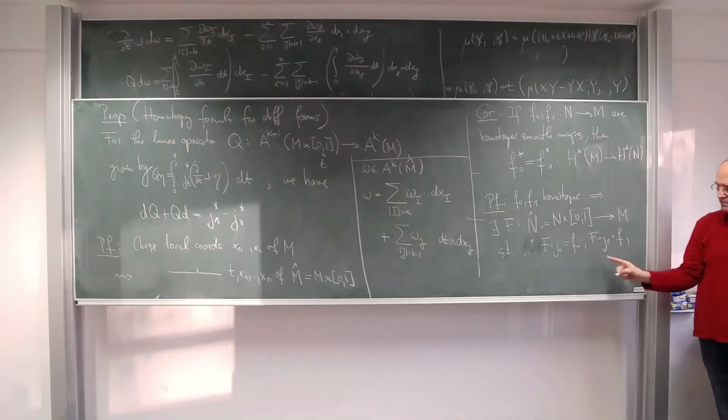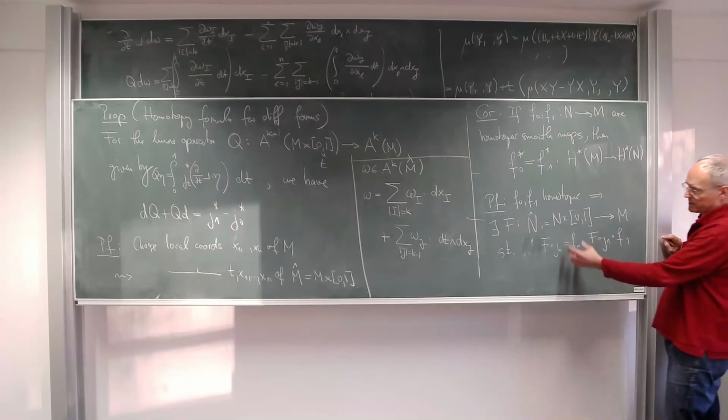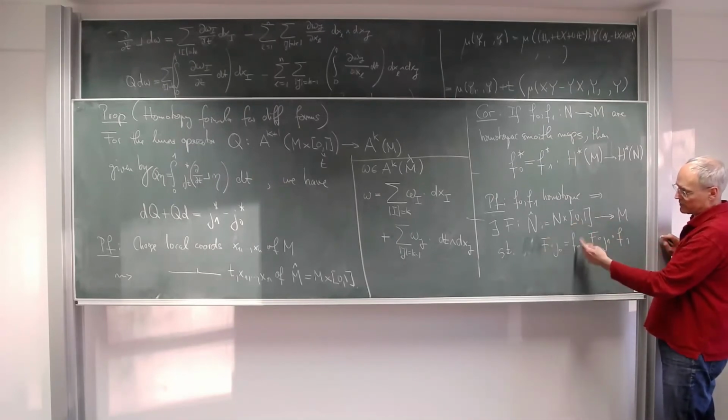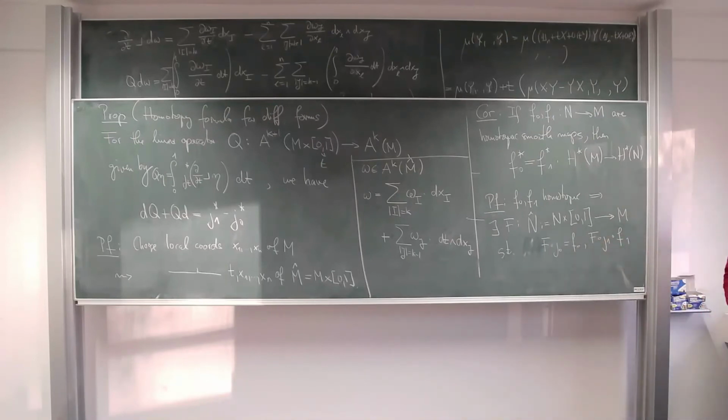These are the embeddings of M at the left and the right end of the interval. Composing with this inclusion just means I restrict F to the left or to the right interval. One gives me the map F0 and the other one gives me the map F1. So that's what it means to be homotopic.